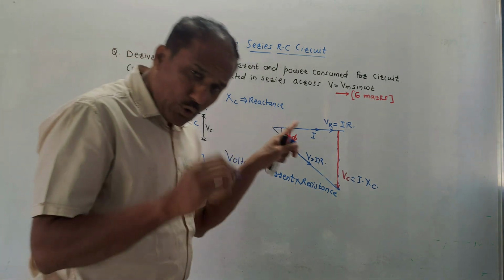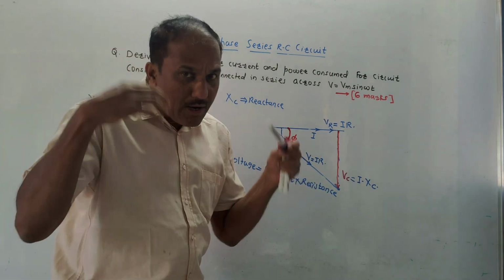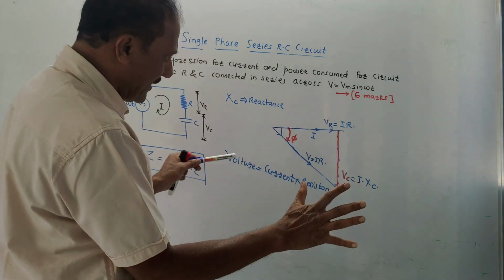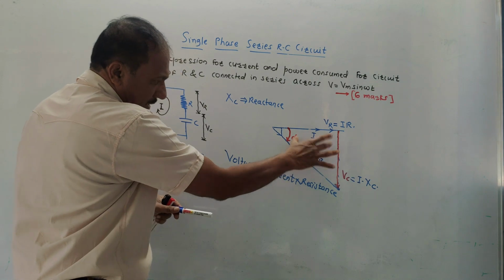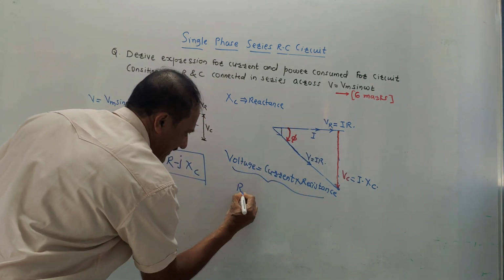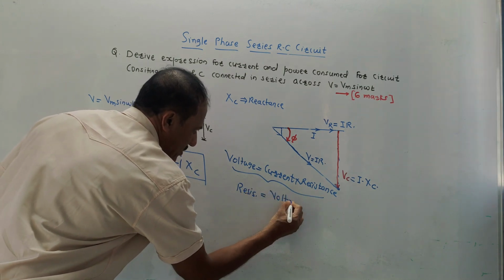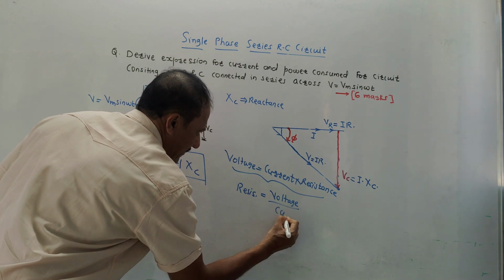Now, if you want to draw the impedance diagram, see there are so many phasor diagrams. You don't have to mug up the diagrams. Very simple tricks I am telling you. This is the voltage diagram. Basic equation of resistance, from this same equation I will write it like this. Resistance is equal to voltage upon current.